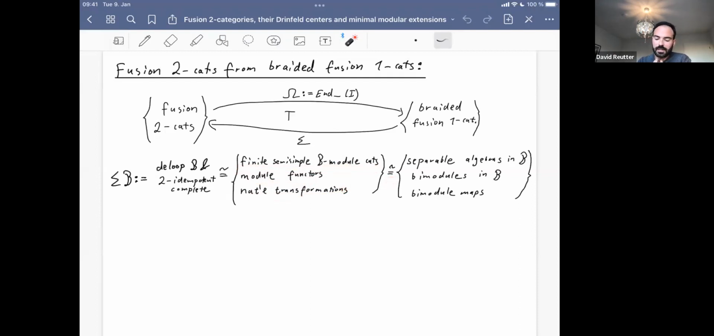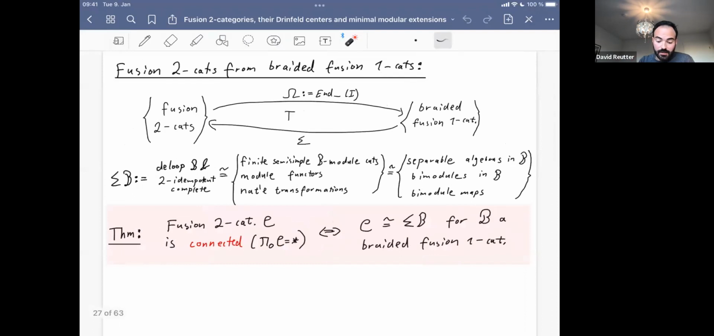And yet another way of thinking about this is as a Reutter category in B whose objects are separable algebras in B, whose one morphisms are bimodule objects in B and whose two morphisms are bimodule maps. So these are all three different definitions, and they all give this left adjoint to the functor which takes a fusion two category and forgets and just looks at its endomorphisms of one.